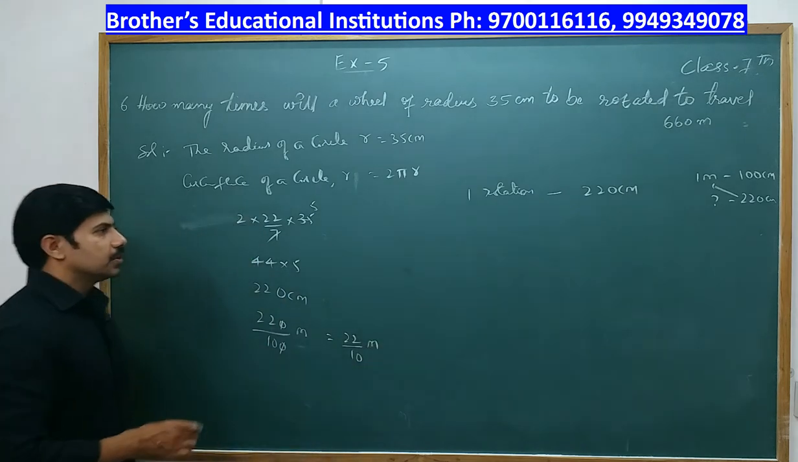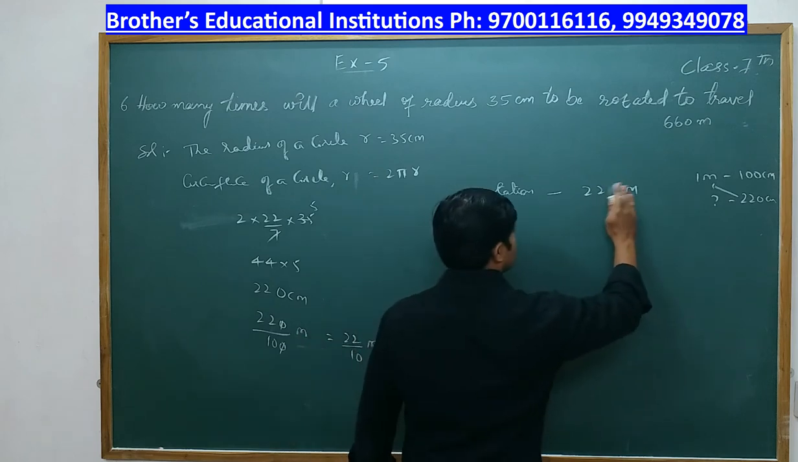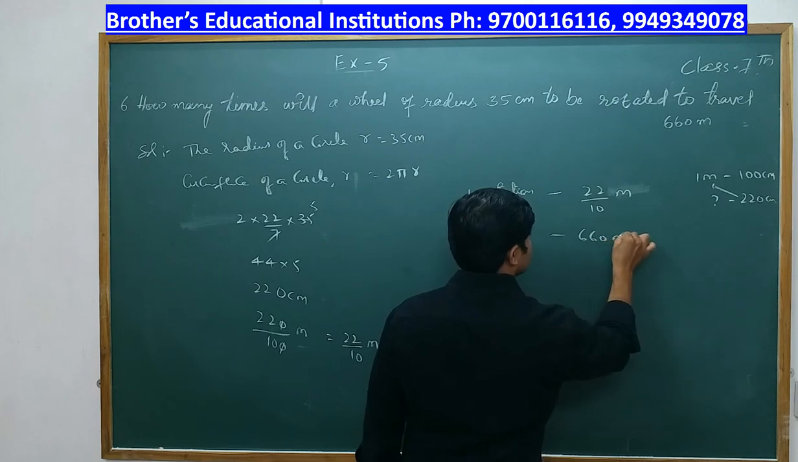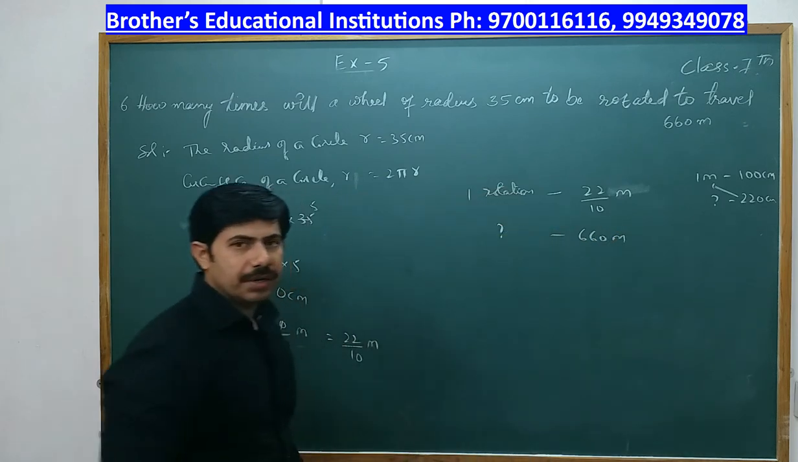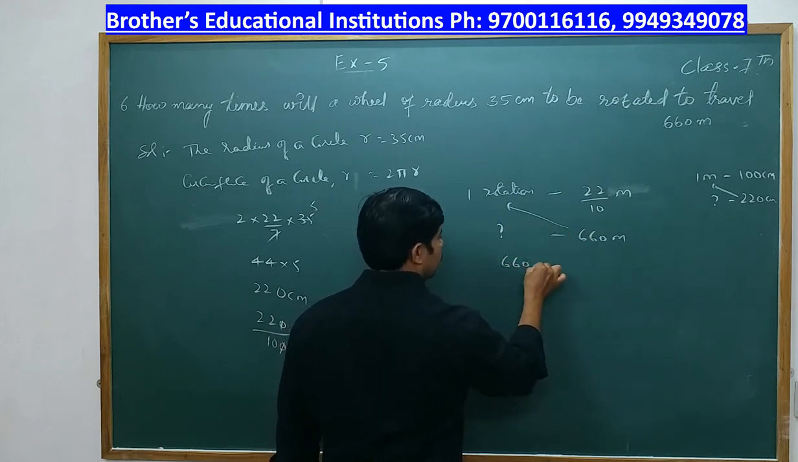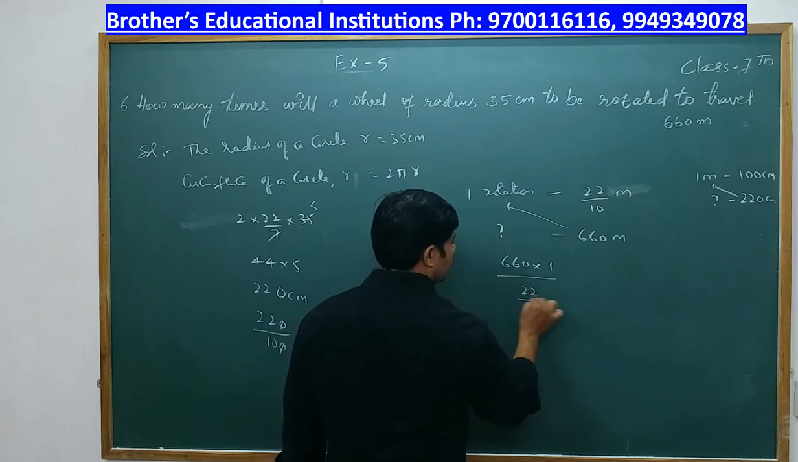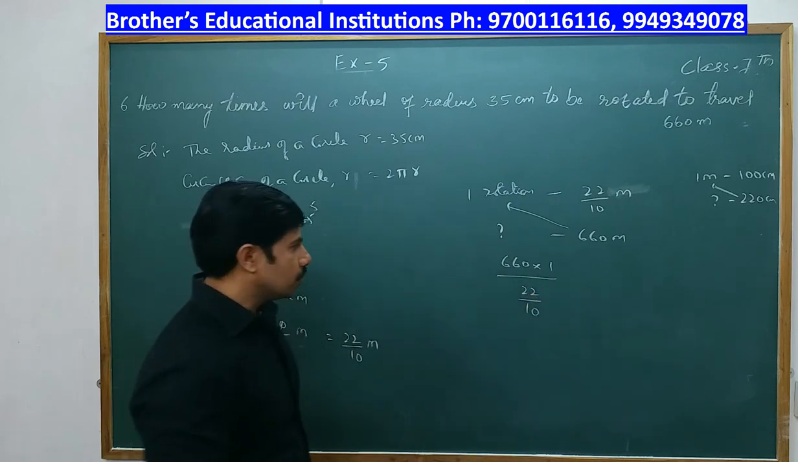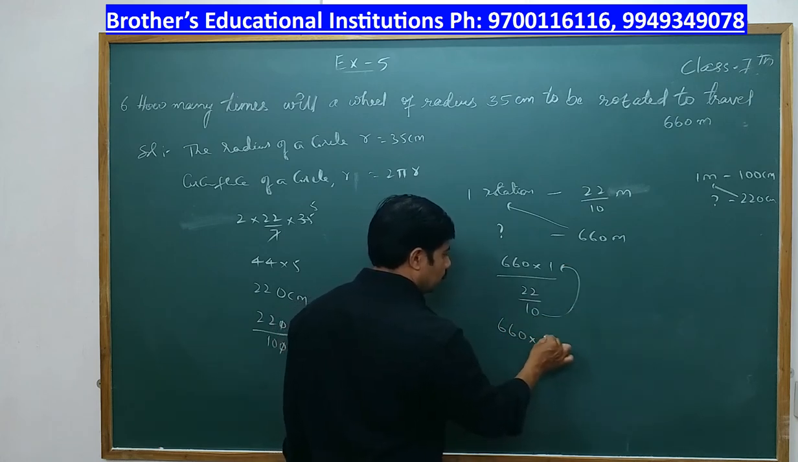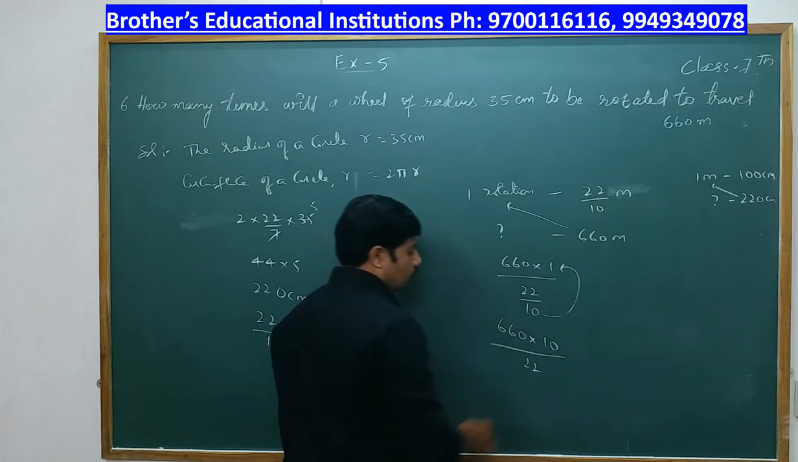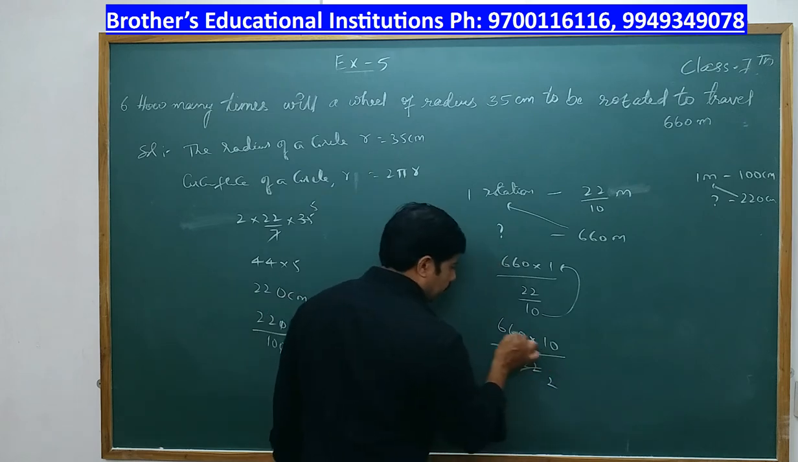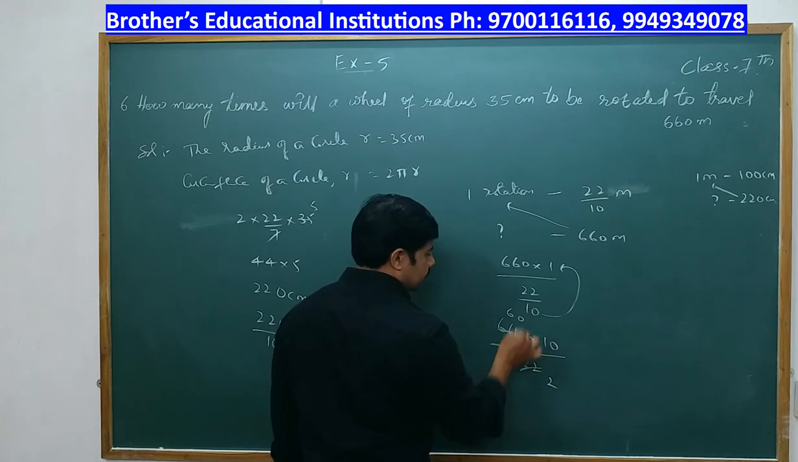Let it be like this. So now one rotation is 22 by 10 meters. We need to find for 660 meters. So for 660 meters, how many rotations? Just cross multiply, 660 into 1 divided by 22 by 10, right? So now this 10 goes to the numerator. So what we get is 660 into 10 by 22. So this can be eliminated, these two in the 11 table. So 11 2s are 22, 11 6s are 66, 11 zeros are, right?